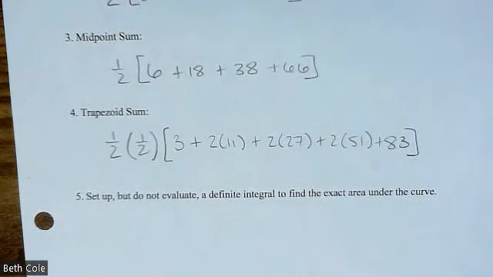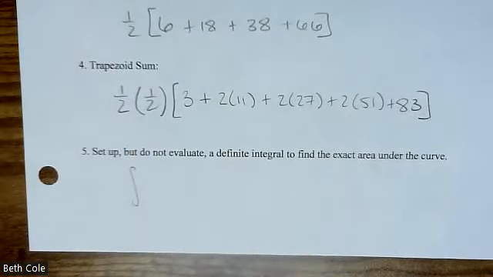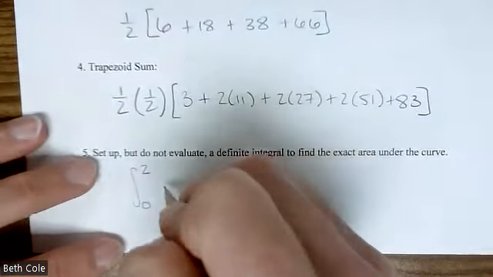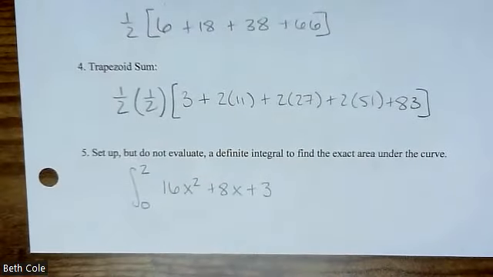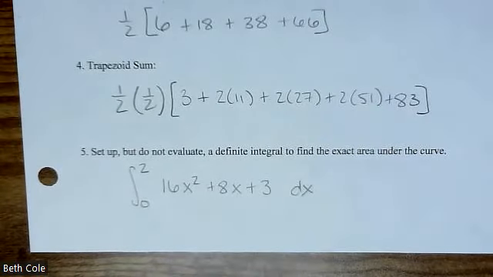Okay. Set up, but do not evaluate a definite integral to find the exact area under the curve. So it would be integral from where to where? What are your boundaries of your interval? Right, 0 to 2, and then it's the function. So 16x squared plus 8x plus 3. And then what goes at the end? Dx. Do you remember how we type them in the calculator? It's math 9. As foreshadowing the lesson for today, I'm going to show you how to evaluate that without the calculator. That's what we're learning today.